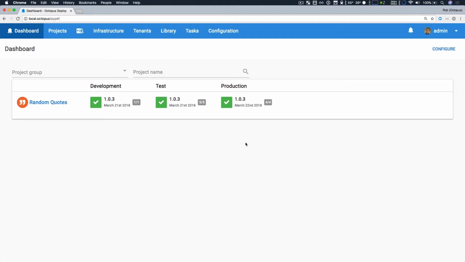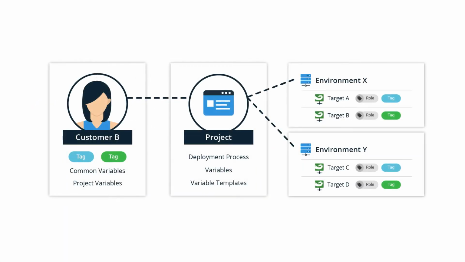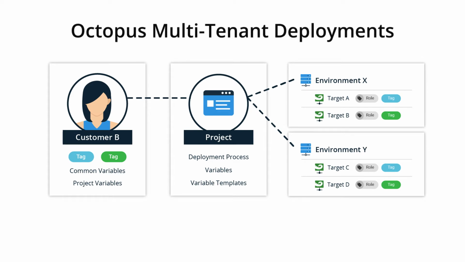And our dashboard even includes some information to see that, say in our production environment, the 4 out of 4 means that we have deployed to 4 tenants available in that environment. Before I continue, I'd like to give a short introduction to the building blocks involved in Octopus multi-tenant deployments.